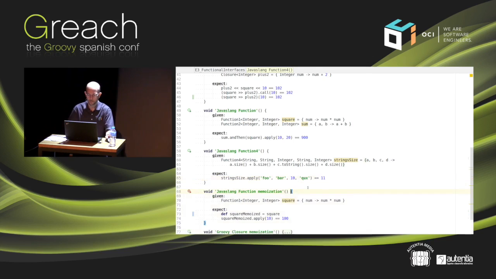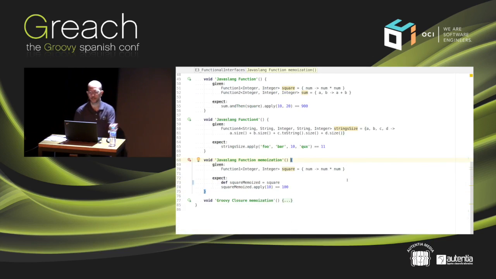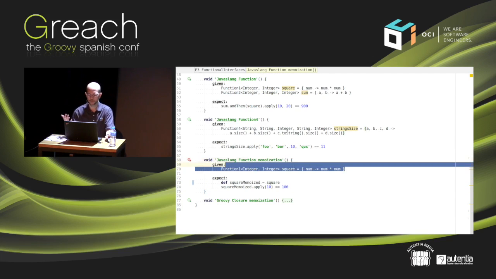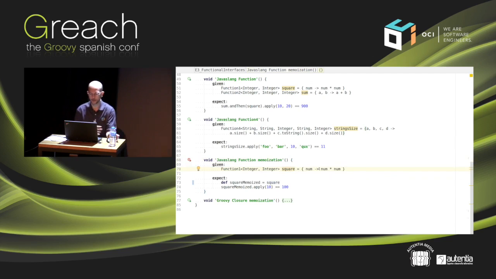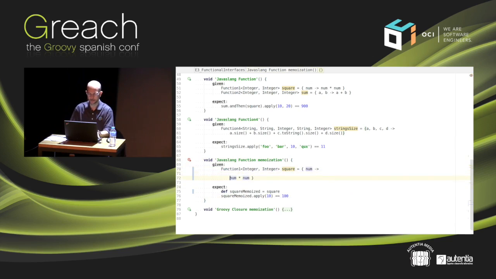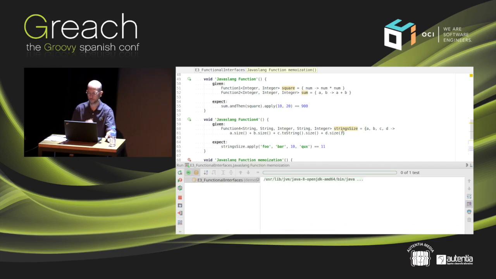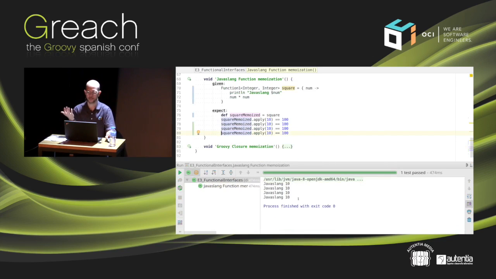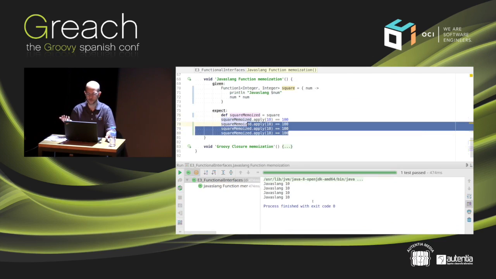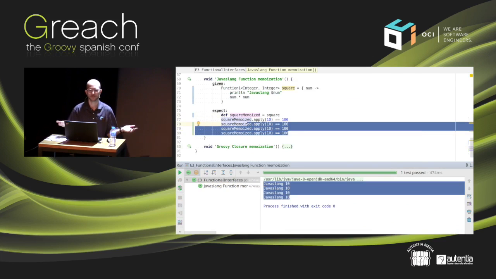But the thing about Javaslang functions is that the API is richer than Java 8 functional interfaces or function interface. So imagine that we have something like this. We have here a computation, again, the same one, square. And let me do something like this. Print Javaslang num and this. So if I run this test, obviously, I'm calling the method 4 times, so I have 4 prints, right?